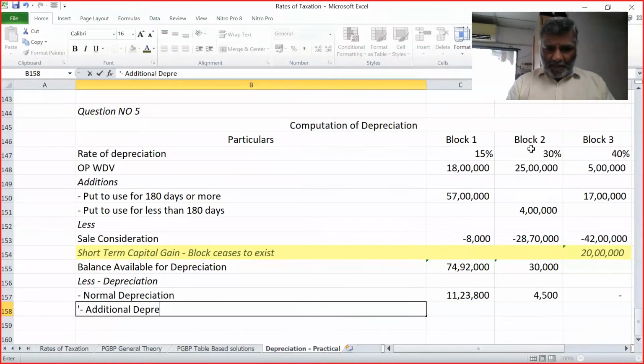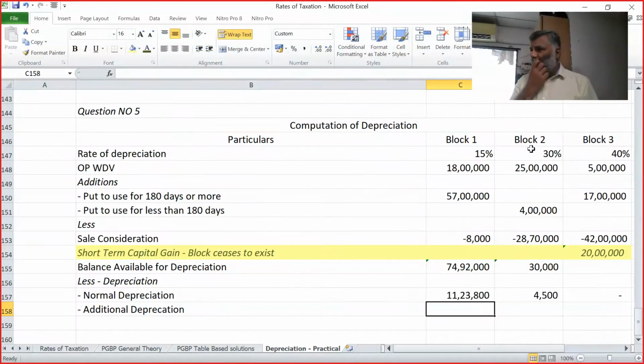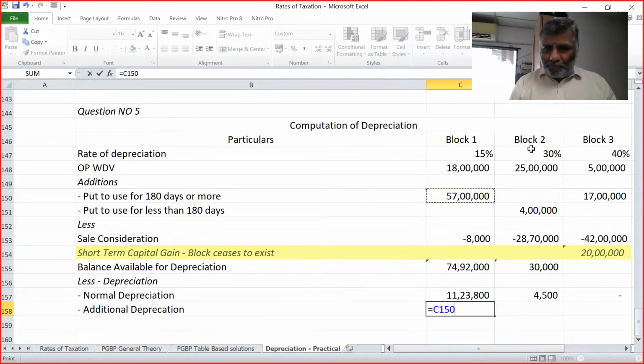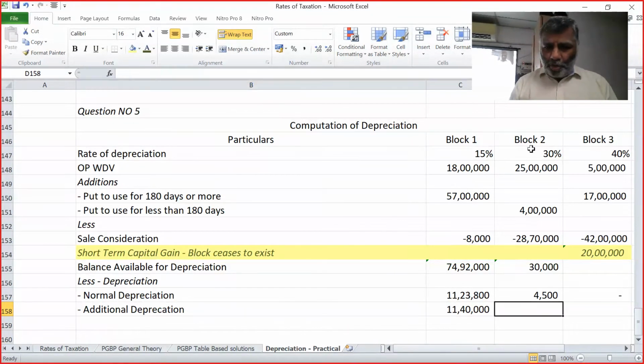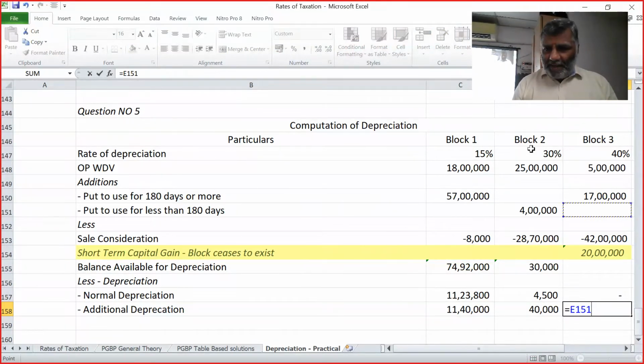Additional depreciation. For block 1, straightforward, 57 lakhs into 20%. For block 2, 4 lakhs into 10%. And interestingly, for block 3, 17 lakhs into 20%.